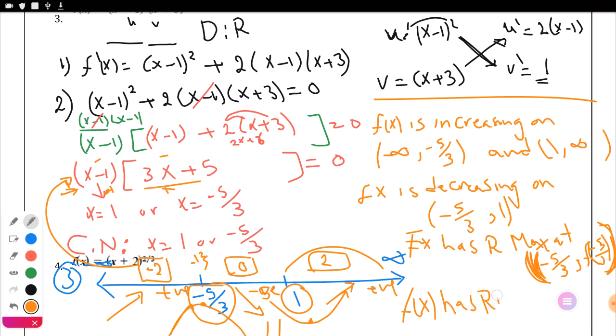f(x) has a relative minimum. At which value? What is the coordinate? Relative minimum at 1, f of 1. You have to replace by 1 in the original function to find the y coordinate. Clear or not clear? Here you have to find this value by using the calculator. I hope you understand.